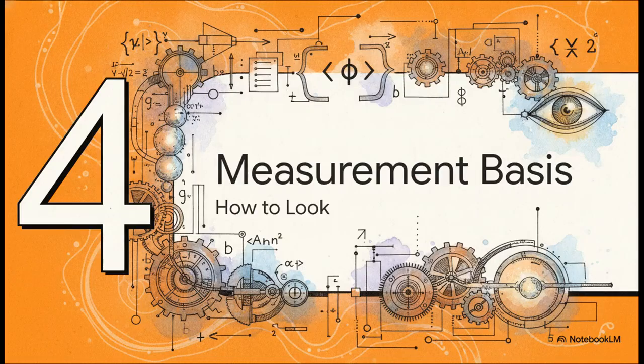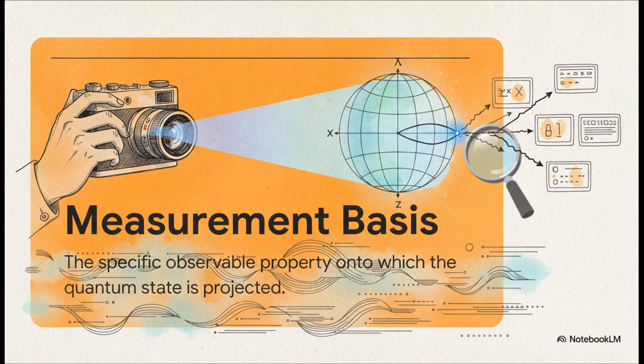All right, Section 4, changing the measurement basis. Measurement isn't just pointing a camera and taking a picture. You actually have to tell the program how to look. The measurement basis is the specific observable property, like the x, y, or z axis of that Bloch sphere we talked about earlier, onto which the quantum state is projected.